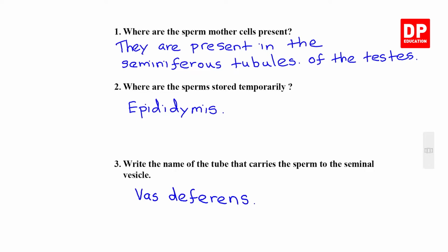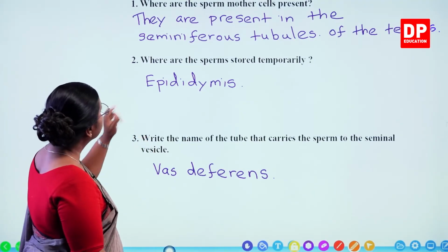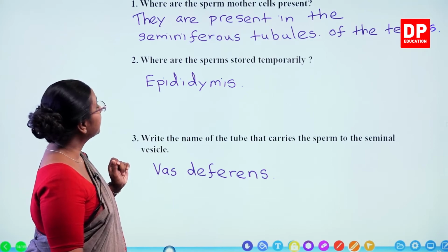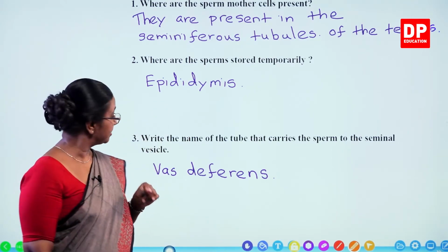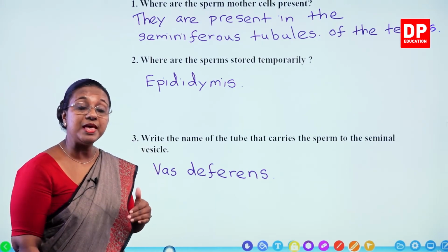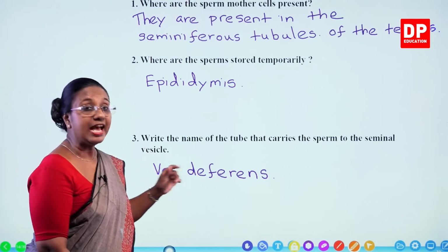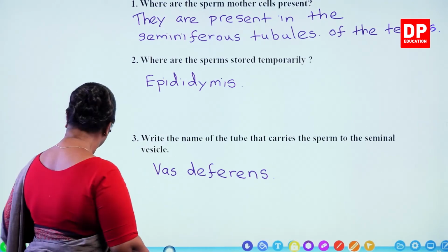So I am sure, students, you were able to write all the answers. The sperm mother cells are present in the seminiferous tubules of the testis, and the sperms are temporarily stored in the epididymis, and also the vas deferens takes the sperms from the epididymis to the seminal vesicle. So with that, we will move on to the next question.